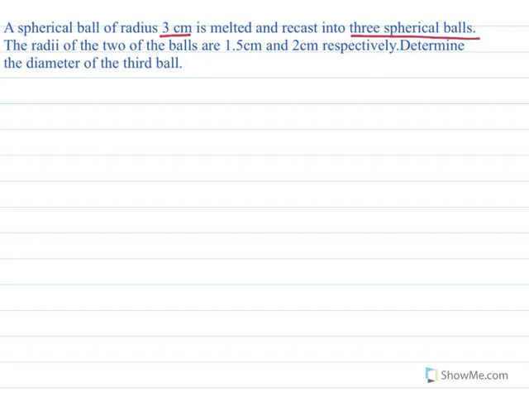A spherical ball of radius 3 centimeters is melted and recast into 3 spherical balls. The radii of 2 of the balls are 1.5 centimeter and 2 centimeter respectively. Determine the diameter of the third ball.